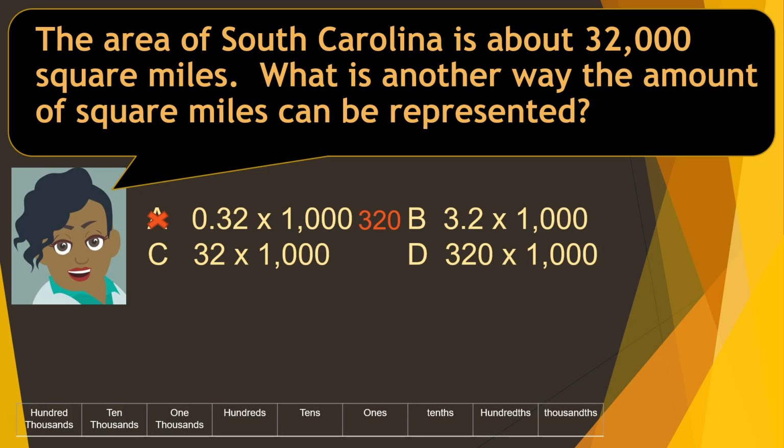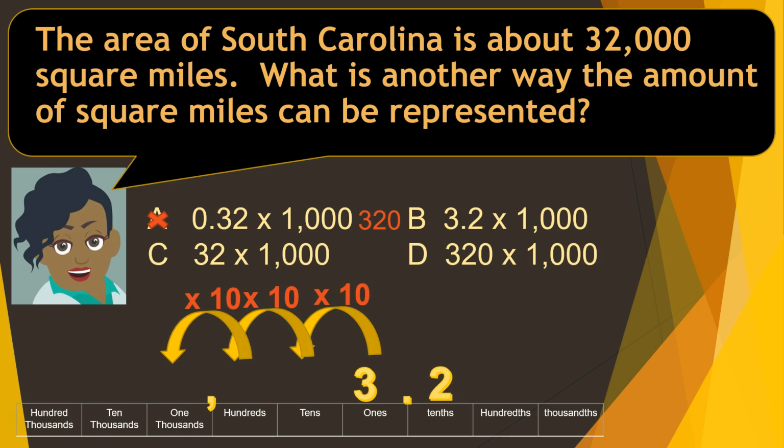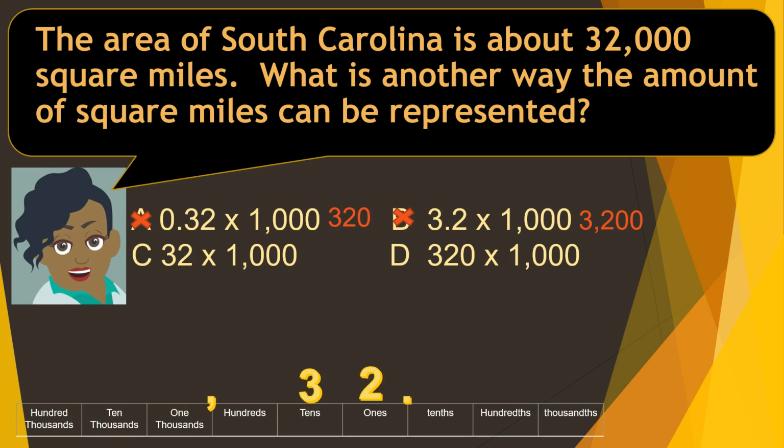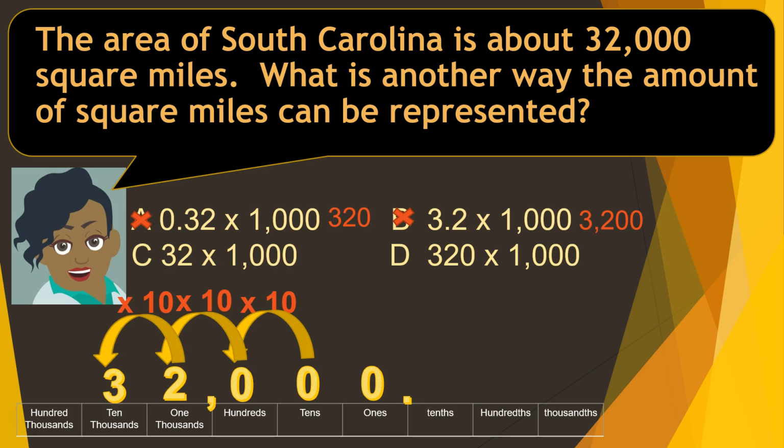Let's try answer choice B. We're beginning with 3 2/10. We are multiplying times 1,000, which is times 10, times 10, times 10. We move the digits 3 places over, and we see that it's 3,200. That is also not the area of South Carolina. Let's try answer choice C. Is 32 times 1,000, which means we're beginning with 32 and we're moving 3 places to the left. Which is 32,000. 32,000 is the area of South Carolina.